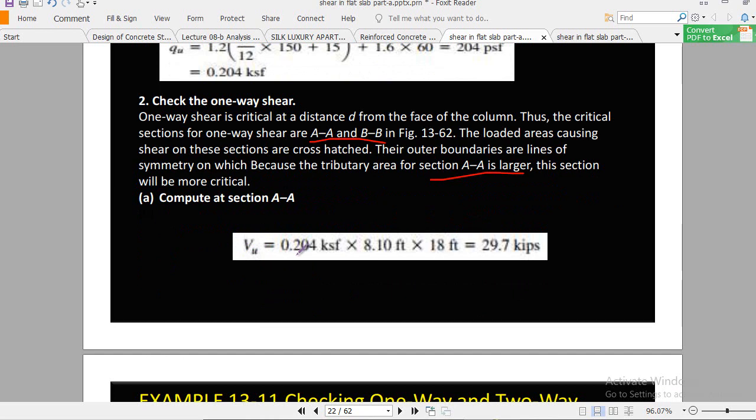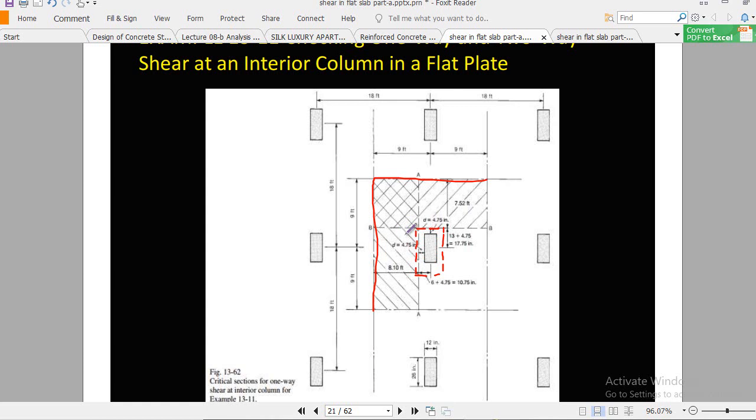So how do we find out Vu? You multiply your qu with the beam shear area, remember this area. How to find out this area? This side times this distance. How to find out this distance? This distance is 8.10 feet. It is from the center, subtracting d and subtracting half of this side, that is 12 inches. So 12 divided by 2 gives 6 inches, plus 4.76, divided by 12, subtracted from 9, and you get 8.10 feet.